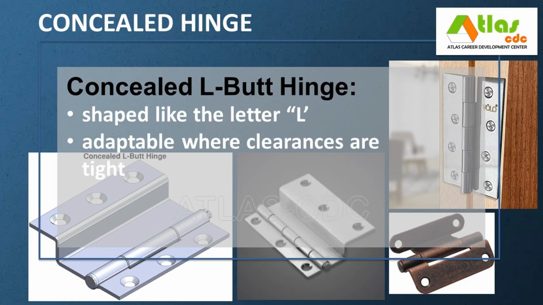For concealed hinges, we have the following types. A concealed L-butt hinge is a specialized type of concealed hinge that is shaped like the letter L and designed to fit in applications where one side of the hinge must wrap around or sit on the edge of a frame or cabinet side. The L leaf is often mounted on the edge or return side of the frame, while the flat leaf is mortised into the door. This geometry makes it more adaptable in some furniture and millwork designs where clearances are tight.